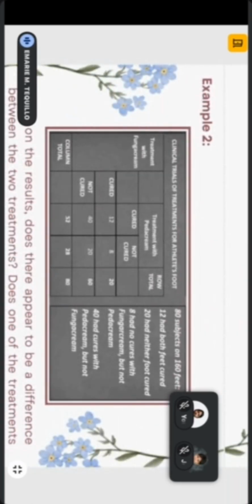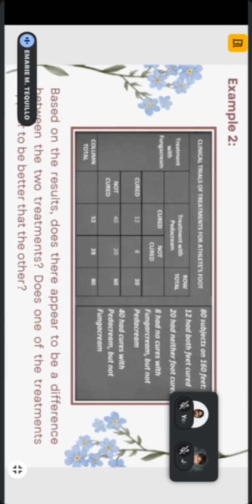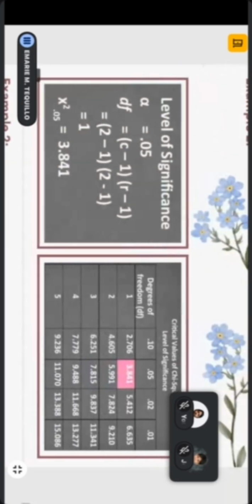Okay, so here is the table. The data is already given. So 80 subjects, 160 feet. 12 had both feet cured and 20 had neither foot cured. 8 had no cures with fungi cream but a cure with pedia cream, and 40 had cures with pedia cream but not fungi cream. So based on the results, there appears to be a difference between the two treatments. Thus one of the treatments is better than the other. Let's try to find out in the next slide.